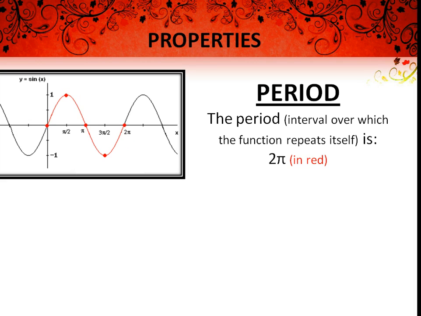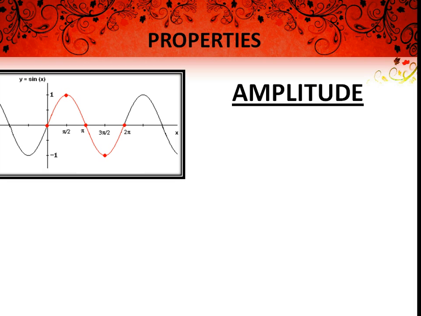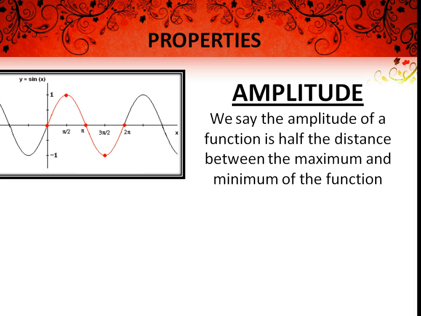So your period is 2 pi. So every 2 pi, you will end up with this repetitive pattern. Now, what's your amplitude? Well, your amplitude is going to be the distance between the top and halfway. So this is what I call that halfway line. And the halfway line is going to be halfway between the maximum and the minimum.